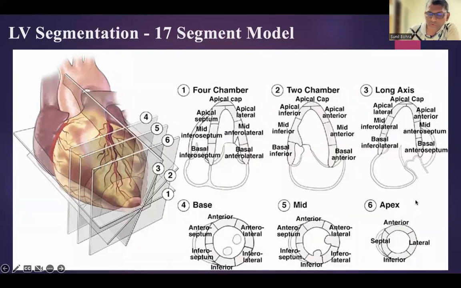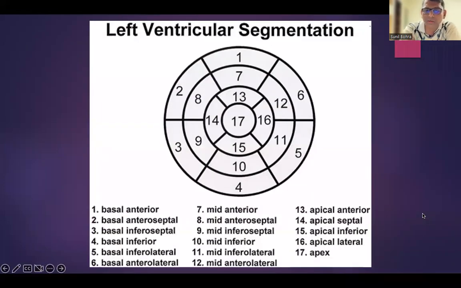So I'm sure all of you should spend some time labeling these segments, which is the basis for our understanding of the wall motion abnormality. And this is a bullseye plot. Very clearly, you can see the 17 segment model. So these are the basal segments 1 to 6, and they can be labeled as the anterior wall, the anterior septum, inferior septum, the inferior wall, then the inferolateral, and then the anterolateral. Similarly, the mid segments, and then the apical segments, and then the 17th is the apical cap.